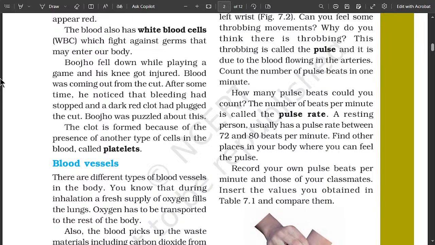Mujo fell down while playing a game and his knee got injured. Blood was coming out from the cut. After some time he noticed that bleeding had stopped and a dark red clot had plugged the cut. Mujo was puzzled about this.